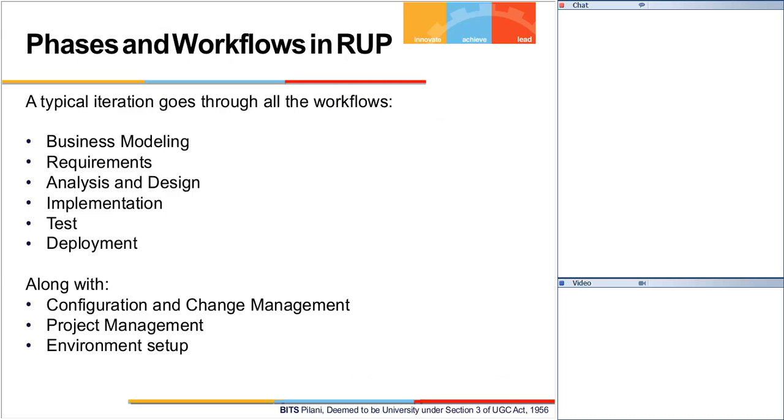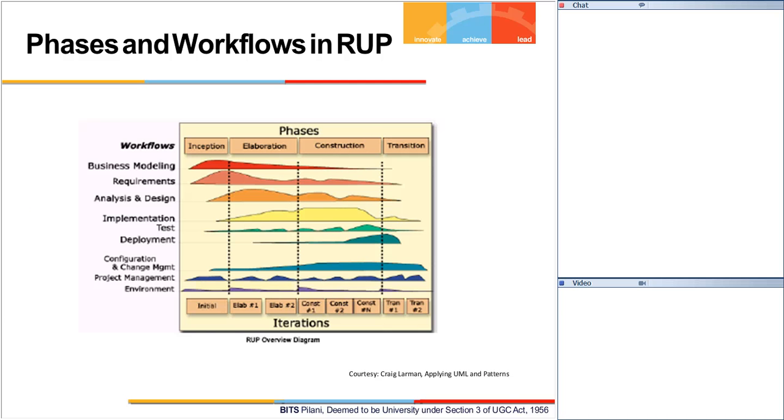Okay. Apart from the workflow activities, right? So these were our workflow discipline activities. There are a few more discipline activities that we see here, right? These are the configuration and change management, project management, and setting up the environment, right? So those who have already studied software engineering, you would be able to relate these particular activities to the umbrella activities, right?